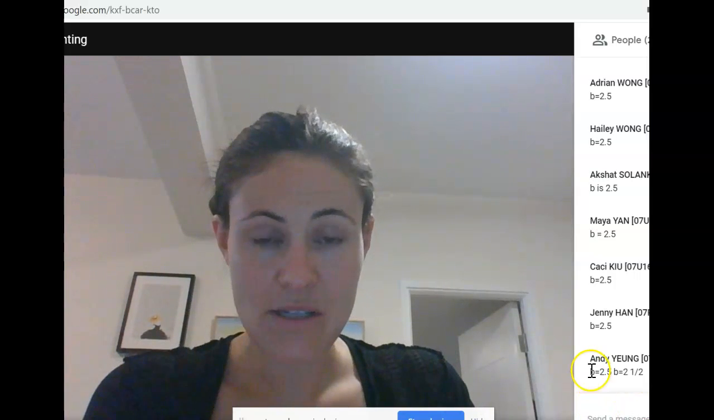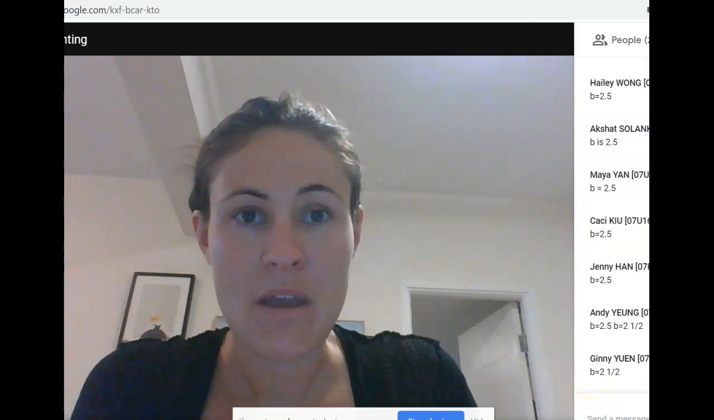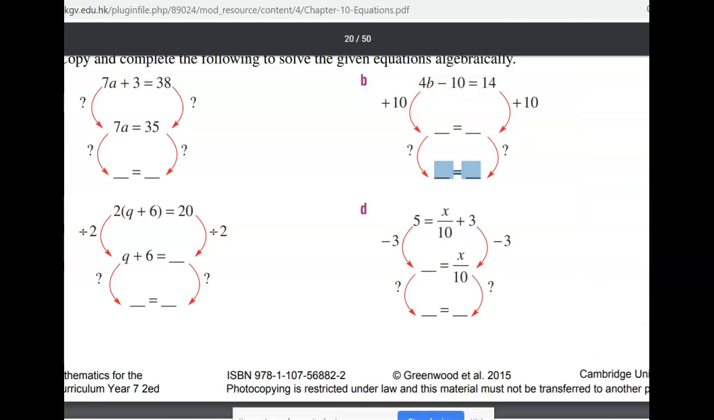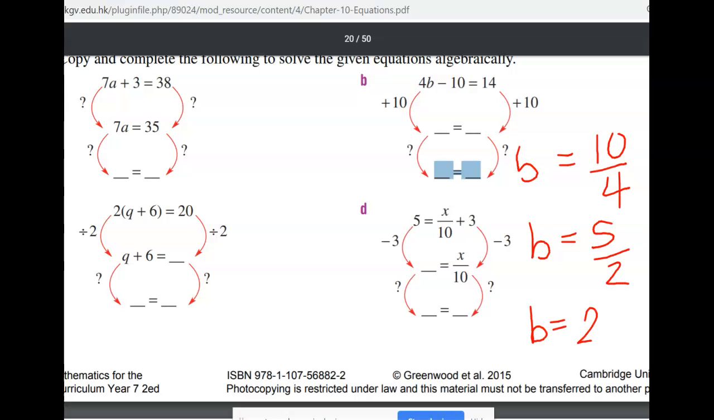So the 4 answers I would have accepted there would have been, I would have accepted b equals 10 over 4, because that's what we're doing, dividing 10 by 4. I would have accepted b equals 5 over 2, because that's a simplified version. I would have accepted b equals 2.5, and that's what most of you actually wrote. And I also would have accepted b equals 2.5. Okay, so all of those answers would be absolutely perfect.